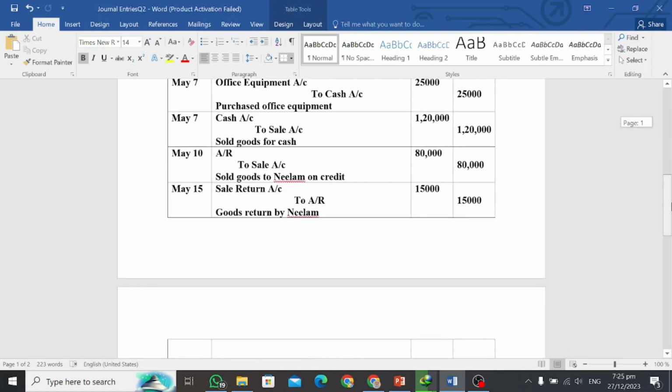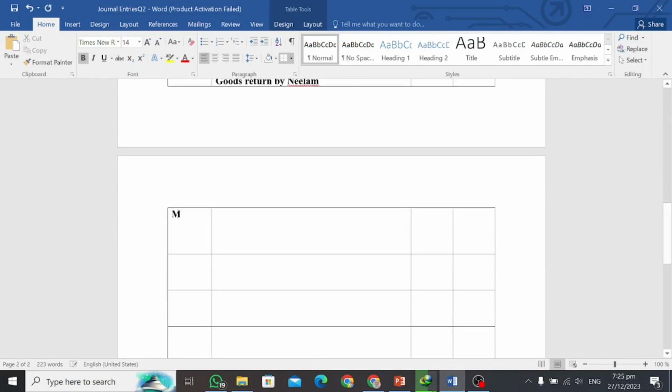So we can write it as May 18, drawing account to cash account. Let's write a narration. Sohan withdraws money for his personal use. Now let's write amount to be debited, which is 80,000, and amount to be credited, that is 80,000. I hope you understood this point.